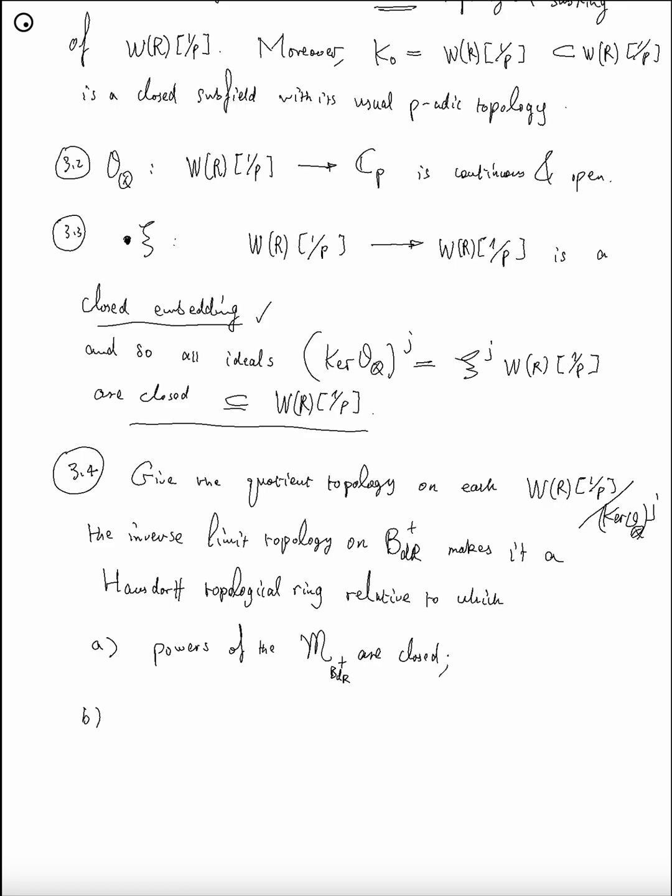Secondly, W(R) is a closed subring. So here we put the natural topology, or the product topology, or the weak topology, with this natural topology as the subspace topology.